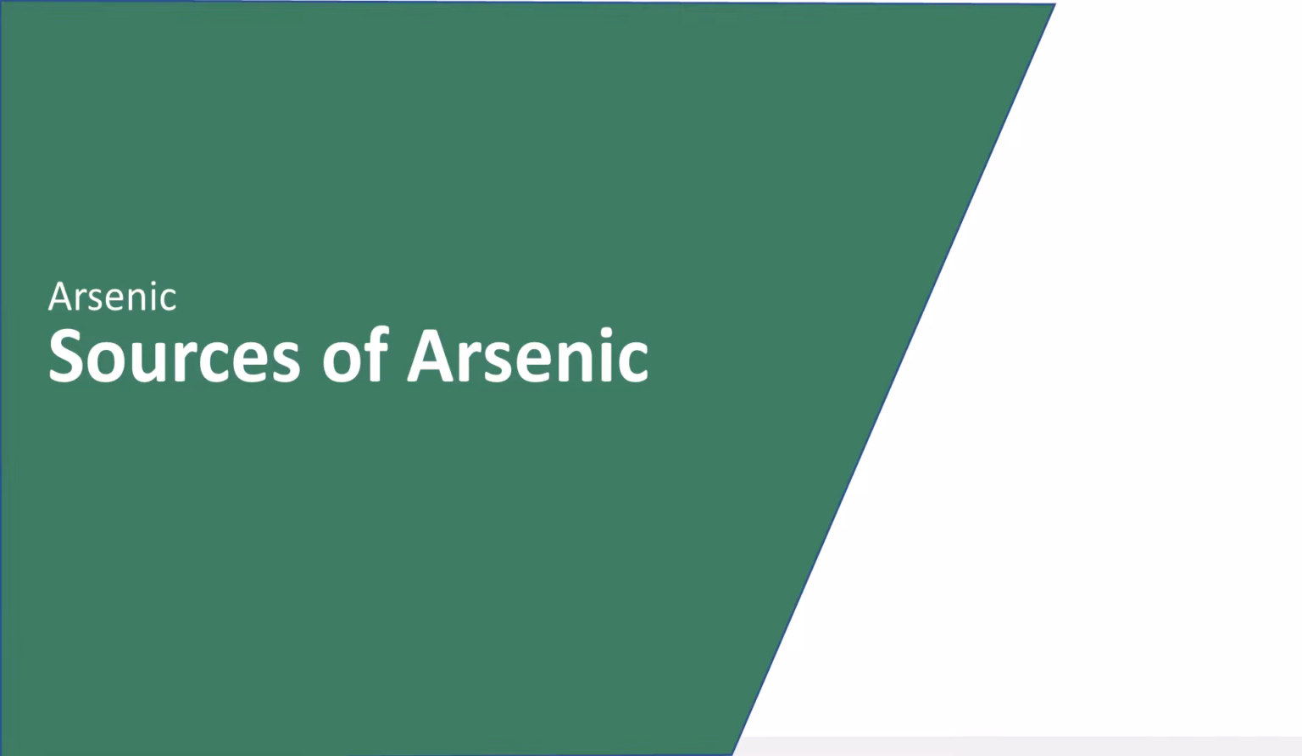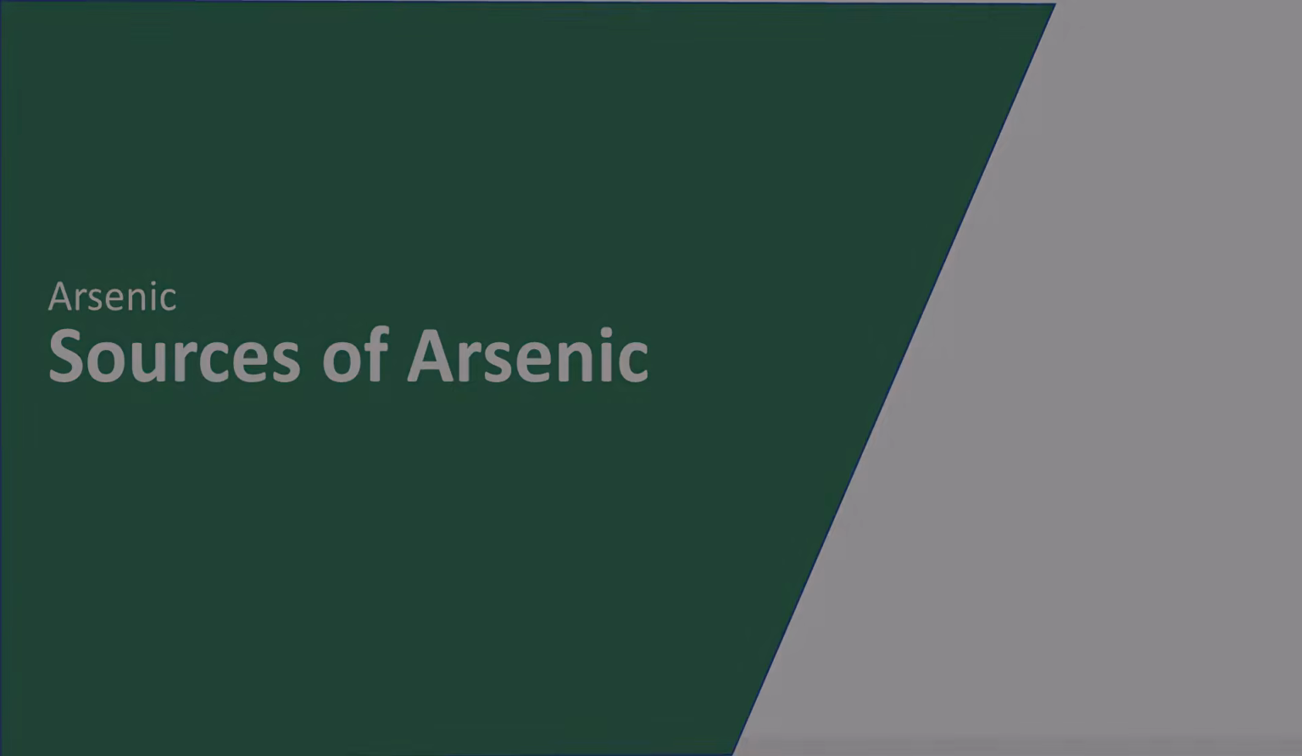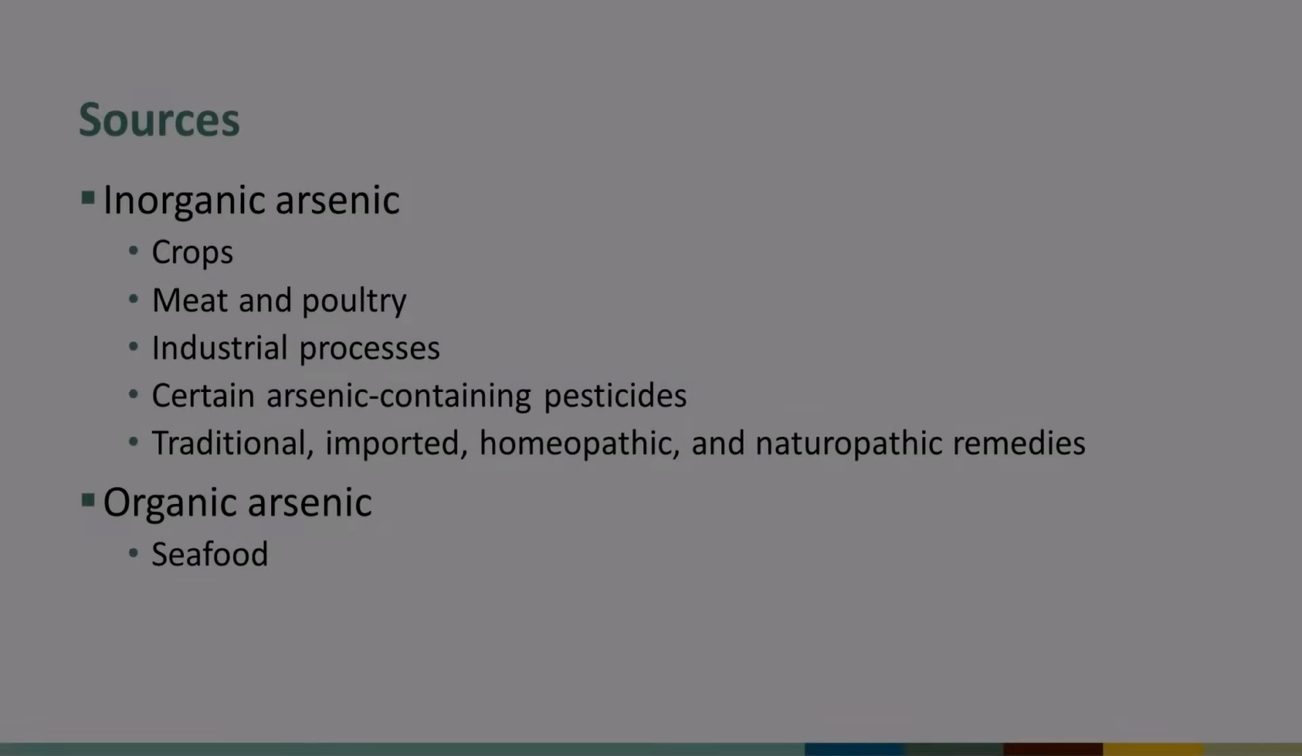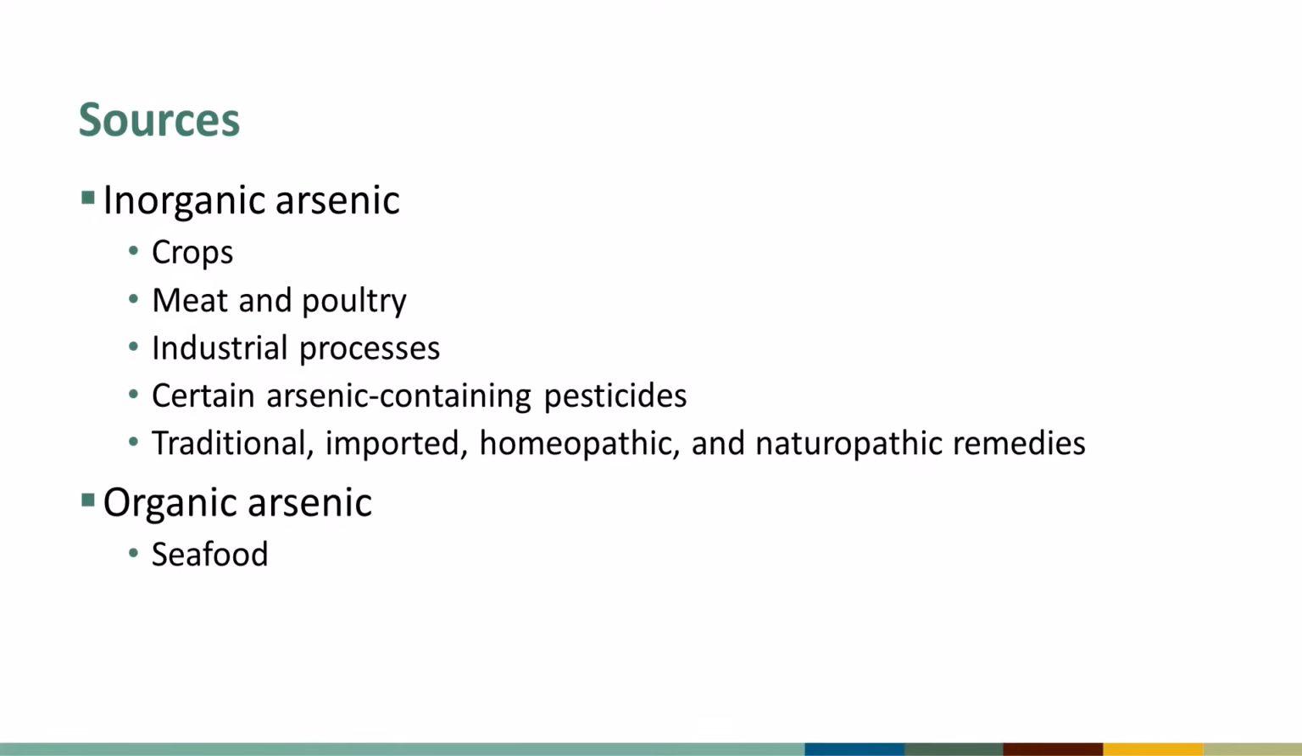Next, we will review the sources of arsenic. Arsenic is found in a wide range of products and materials. Because arsenic is a natural component of the Earth's crust, it exists in the air, water, and soil. Both human and natural activity can release arsenic into the environment. Human activities that release arsenic into the environment include mining, metal smelting, and other industrial operations.